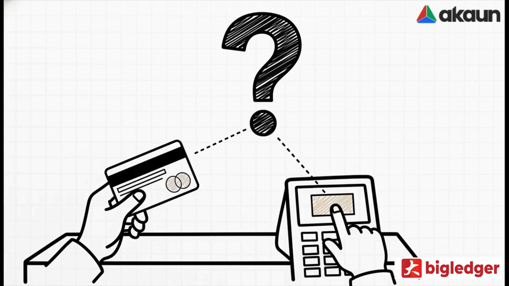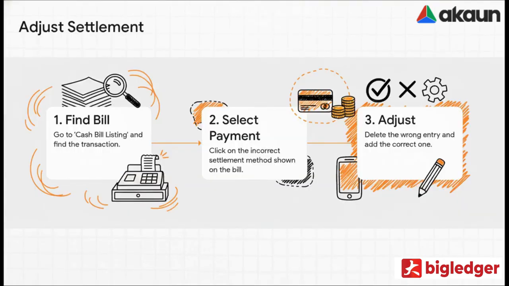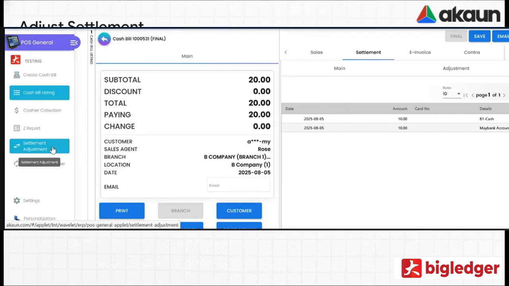Okay, but what if it's the wrong payment method? Say you hit Visa instead of MasterCard. No big deal. Just head back to the cash bill listing, find the payment, and adjust it.